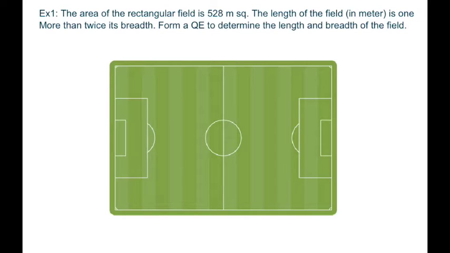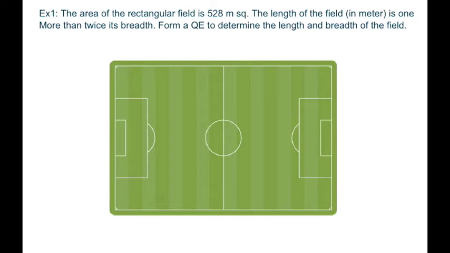Okay, so here's the problem. The area of a rectangular field is 528 meters square. The length of the field in meters is one more than twice its breadth. Form a quadratic equation to determine the length and breadth of the field.